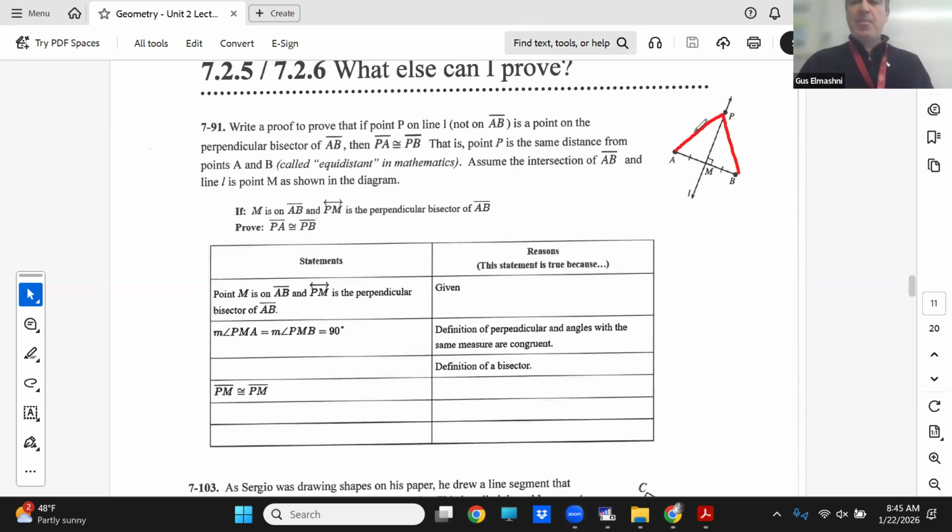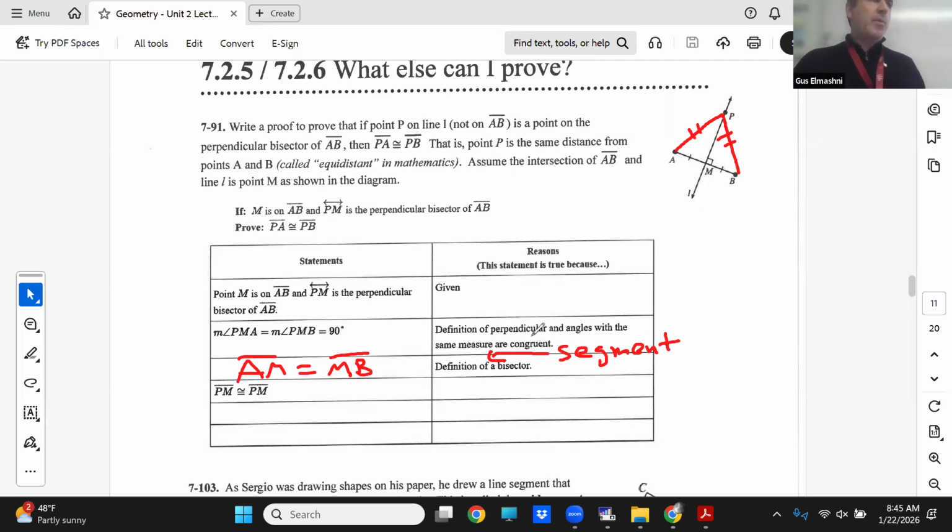All right, so these are the same, or we're going to prove that. Okay. So, what are we given? M is on AB, and PM is a perpendicular bisector, meaning it cuts AB in half, and of course, is perpendicular to AB. So that therefore, PMA and PMB are both 90 degrees, and of course, AM equals MB because you're cutting this segment in half. It's just the definition of segment bisector, because you could also have an angle bisector, so we have to be a little more clear about that.